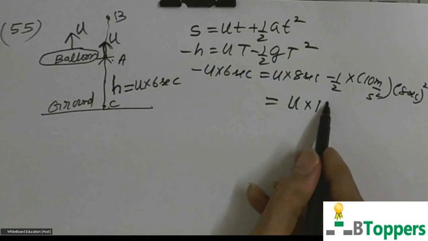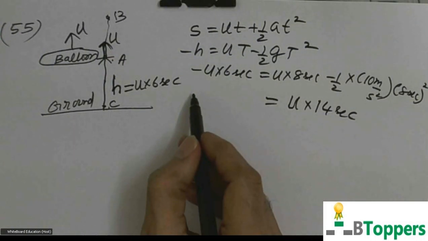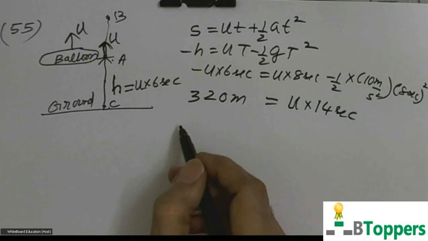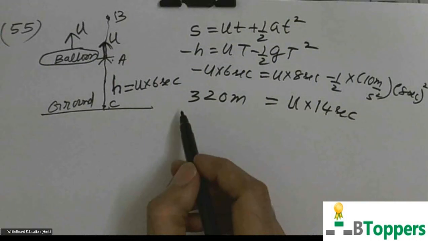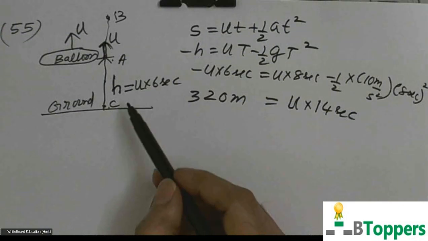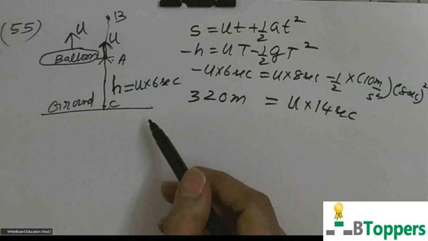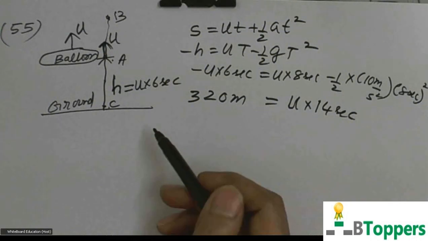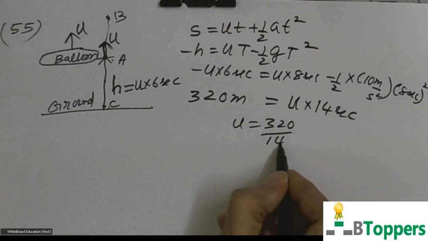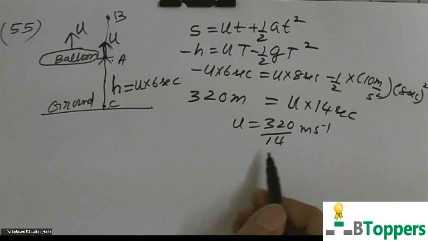u into 6 plus 8, 14 seconds, will be equal to 320 meters. That means the stone strikes the ground 14 seconds after the balloon started from the ground, 6 plus 8. So you are asked to find the height of the balloon above the ground at the instant when the stone strikes the ground. So this is the velocity of the balloon, 320 by 14 meters per second.